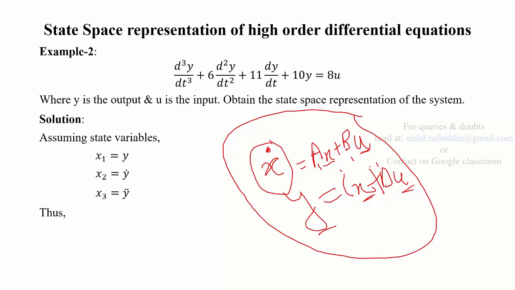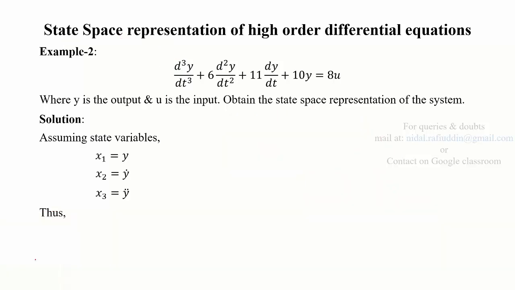So we are required to express this differential equation in the form x dot equal to Ax plus Bu and y equal to Cx plus Du. After assuming state variables in this format, we now write the state variables with a relation among themselves, for example x1 dot. x1 dot is nothing but d by dt of x1, which is equal to d by dt of y. So x1 dot is y dot. And what is y dot? y dot is assumed equal to x2, and that is why we have written here x1 dot equal to x2.